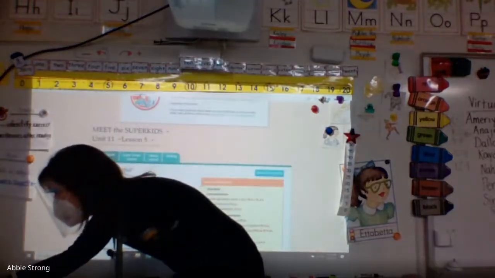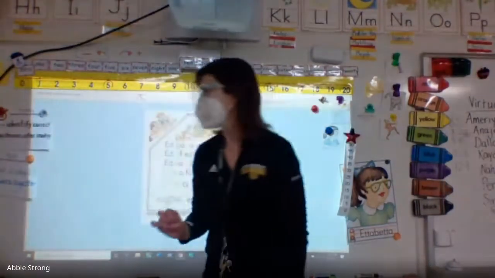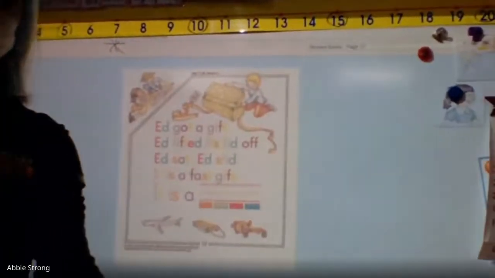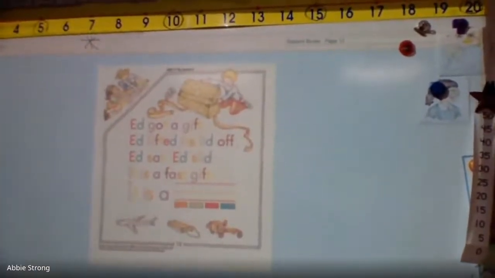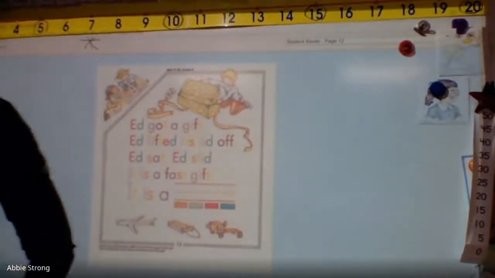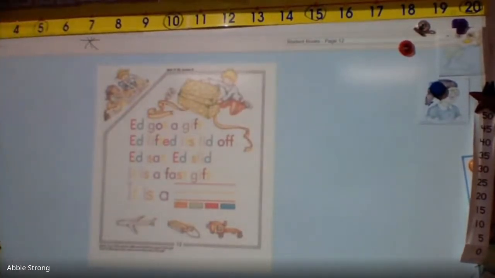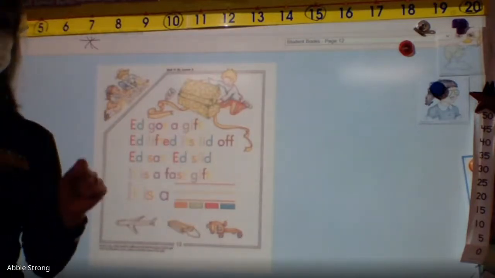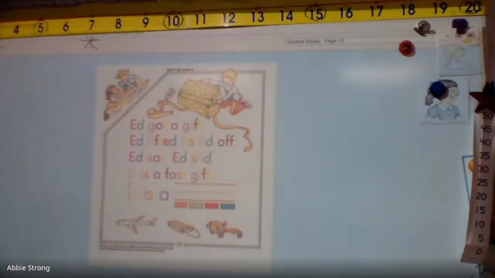So let's look at page 12. All right, I'm going to pull this up closer so my friends at home can see a little bit better. Okay. All right, friends, raise your hand if you are on page 12 for me. Great. Here on page 12, you are going to see a story that we are going to read. Each of the letters in these words are a different color. We have a special kind of mystery that we are going to have to solve on this page.